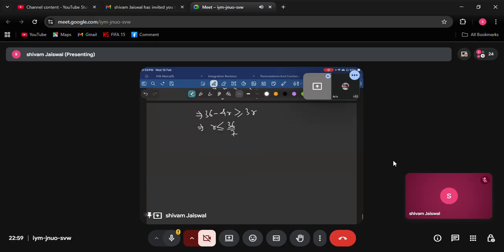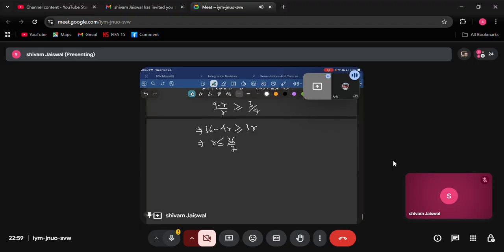If r is less than or equal to 36/7, what is the closest integral value? Tell me the maximum possible integral value of r. 5. The maximum integral value of r is equal to 5.